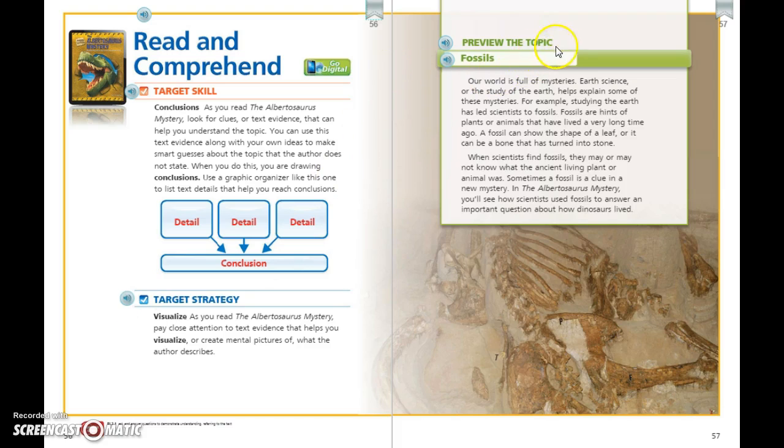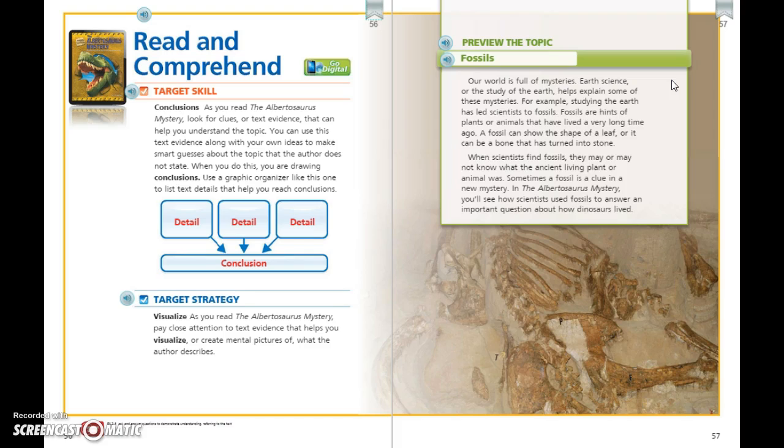Now let's preview the topic. Let's talk a little bit about fossils. Our world is full of mysteries. Earth science, or the study of the earth, helps to explain some of these mysteries. For example, studying the earth has led scientists to fossils, and fossils are hints of plants or animals that have lived a very long time ago.